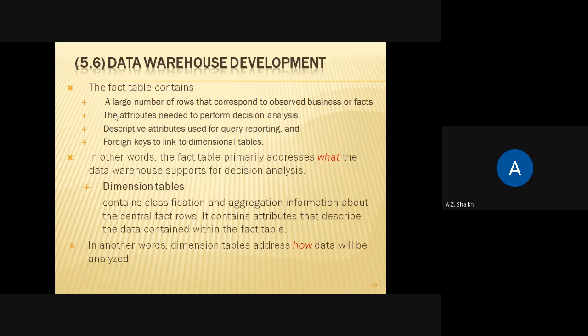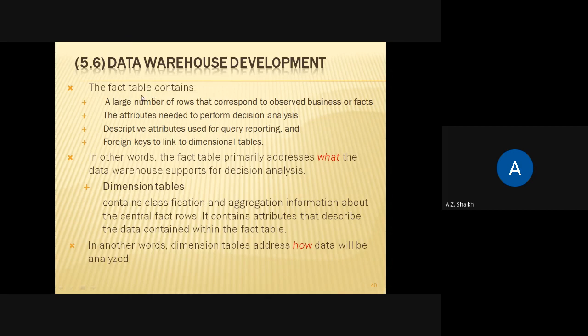The fact table consists of a large number of rows, and each row corresponds to an observed business fact. Each row consists of different facts related to the business. The fact table also consists of the attributes which are needed to perform decision analysis. The data warehouse is an important component of the decision support system and business intelligence, and the star schema consists of the fact table.